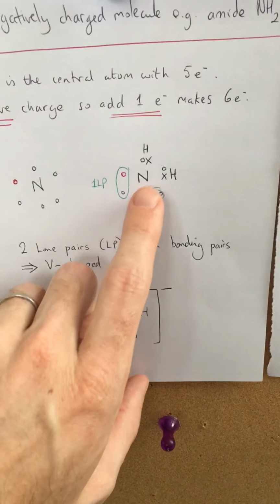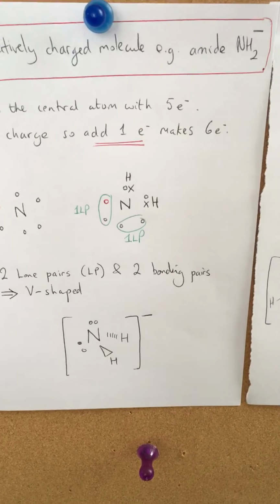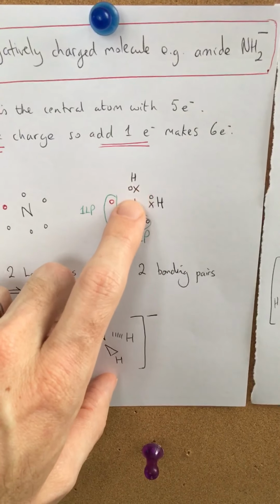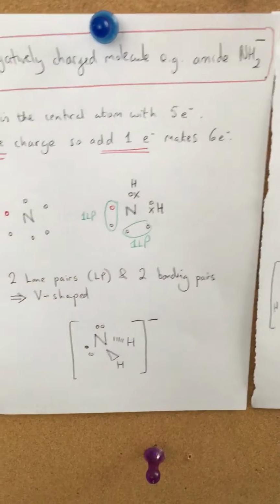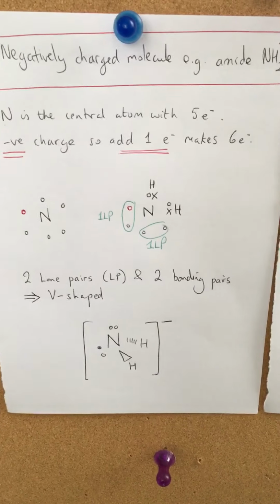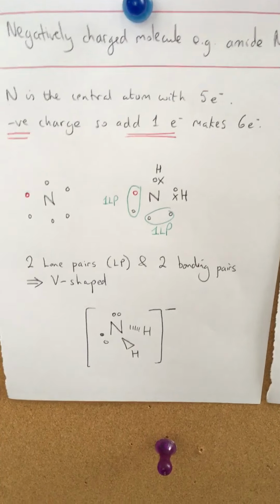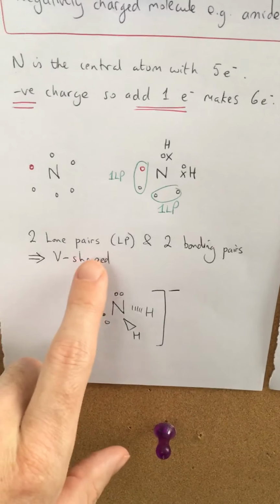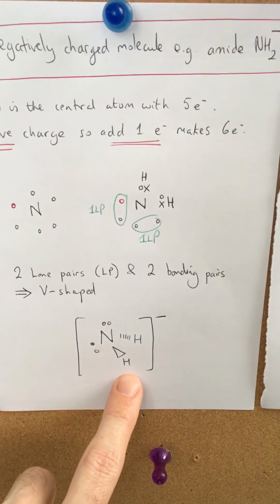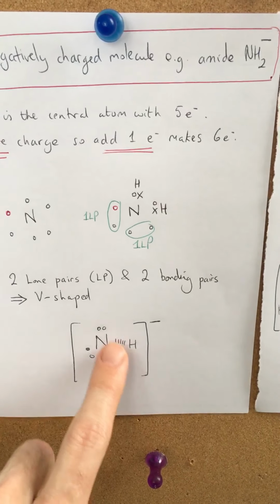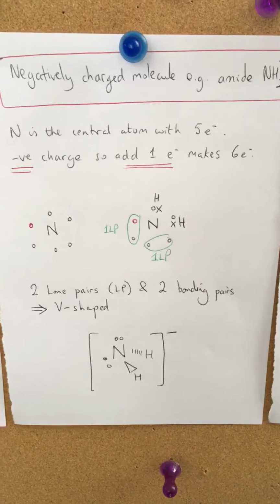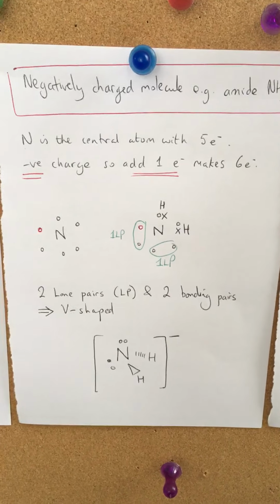So then pair up with the hydrogens. We've got a bonding pair of electrons between the nitrogen and the hydrogen, and here as well, so 2 bonding pairs, and then we've got 2 lone pairs of electrons as well. So what shape is that? Well, 2 lone pairs and 2 bonding pairs means it's V-shaped, so it's like water. So you draw the NH2- like water: bond forward, bond back, 2 lone pairs, and I put a minus charge on as well, in square brackets.